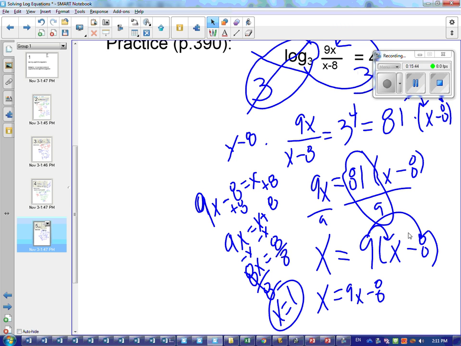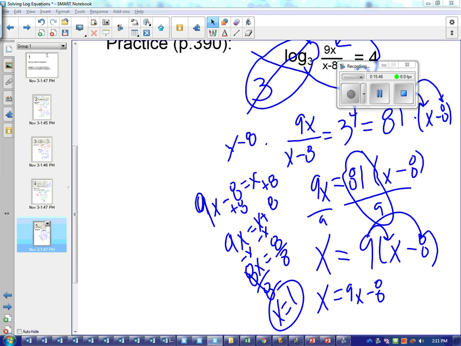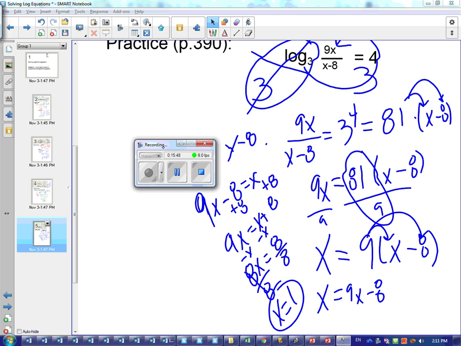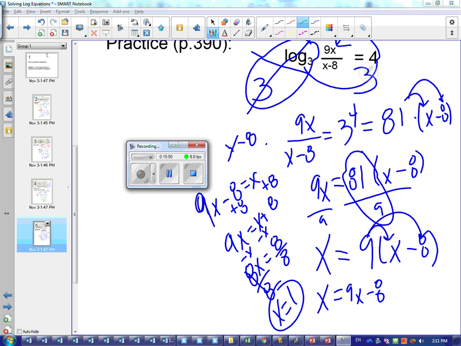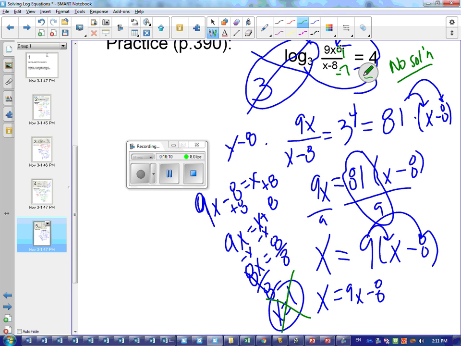I should go back and check, make sure that the argument's positive. So if I do 9 times 1, I get 9, and 1 minus 8 is negative 7. 9 divided by negative 7 is a negative value, and I cannot take the log of a negative value, so this is not a solution. So it turns out that there are no solutions to this one. That is the end of these notes.